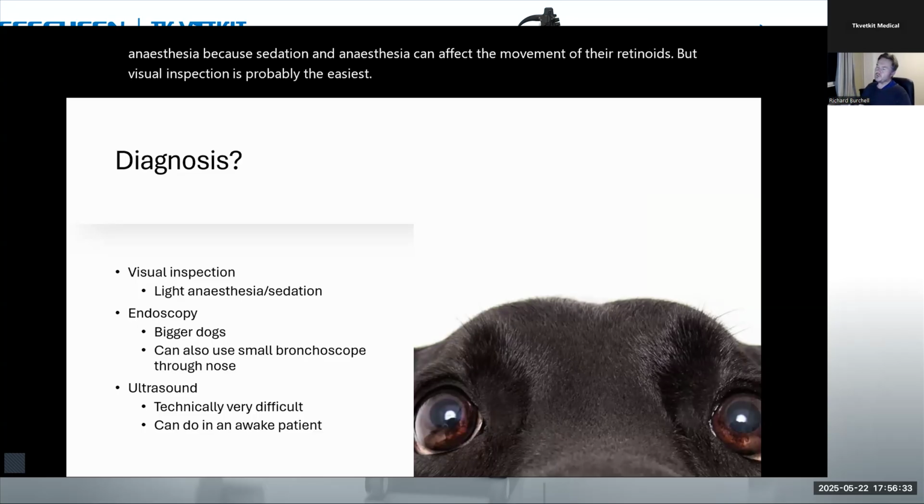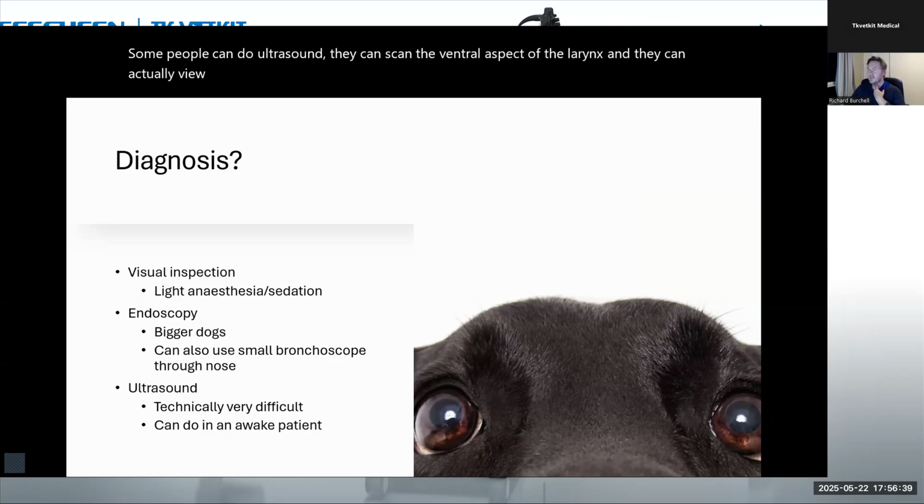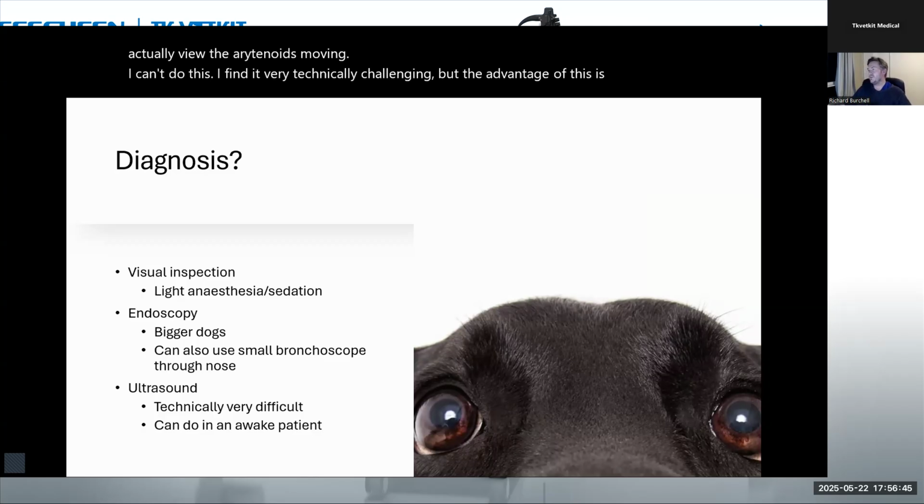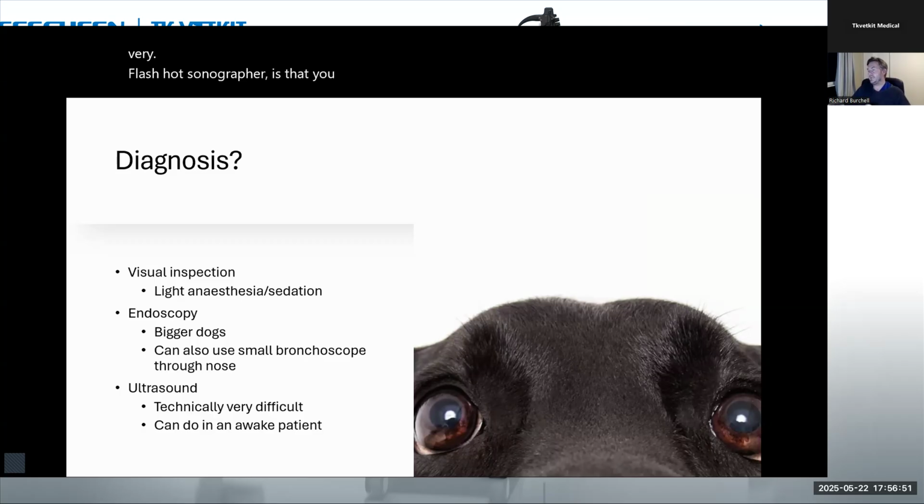Some people can do ultrasound. They can scan the ventral aspect of the larynx and actually view the arytenoids moving. I can't do this. I find it very technically challenging. But the advantage is that if you are a very flash sonographer, you can potentially do this in an awake patient.